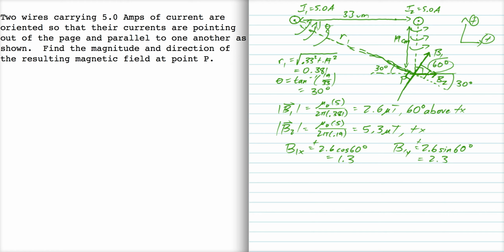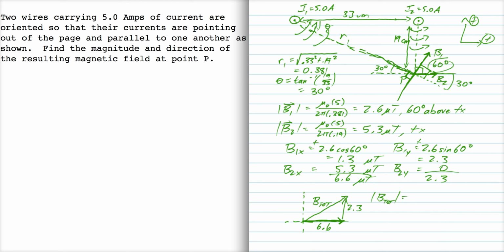That's 2.3. The x component of B2 is just B2, which is 5.3 microtesla. And the y component of B2 is 0, since B2 points directly along the x-axis. So the x component totals 6.6 microtesla, and the y component totals 2.3. That's our total vector. If I make a little Cartesian coordinate system here, and I go out 6.6 in the plus x direction, and go up 2.3 in the y direction, then I get my total magnetic field vector.